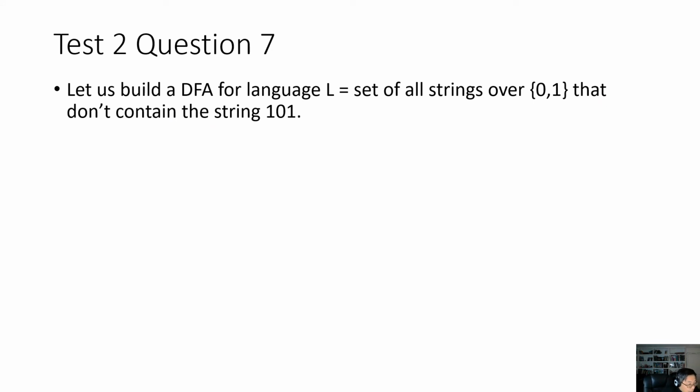Okay, so let's look at question 7. Now, let us build a DFA for language L, which is the set of all strings over 0 and 1 that don't contain the string 101. So now we're building a DFA that doesn't accept a string which contains 101.